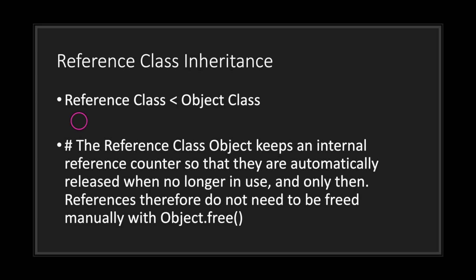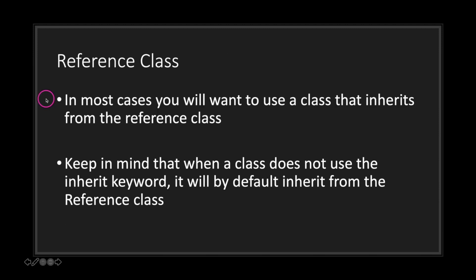One thing to note is that the Reference class actually inherits from the Object class. Now the Reference class object keeps an internal reference counter so that they are automatically released when no longer in use. So therefore, references do not need to be freed manually with the free method. Now, in most cases when programming, you will want to use the Reference class. Basically, even if you create a class that doesn't inherit, you will benefit from the fact that the Reference class is the default class you inherit from when you omit the extends keyword.